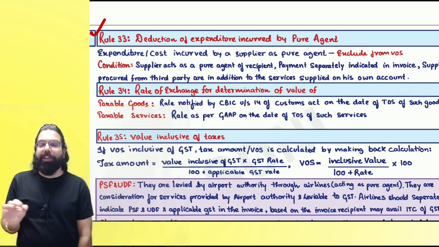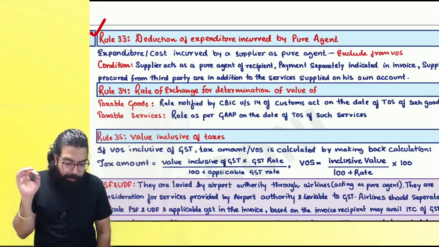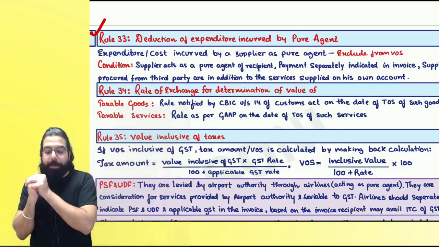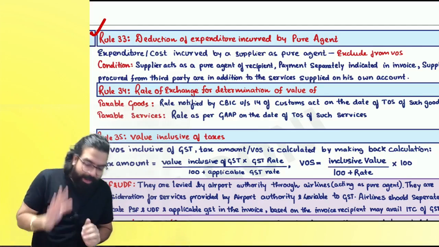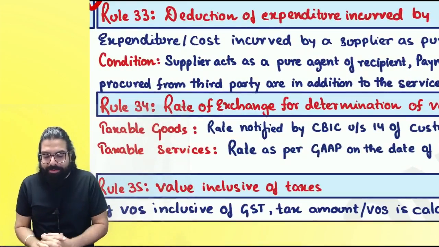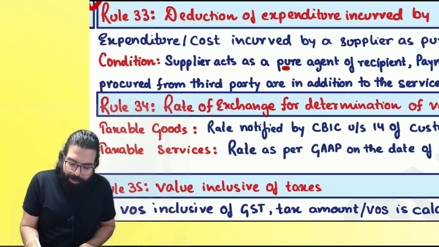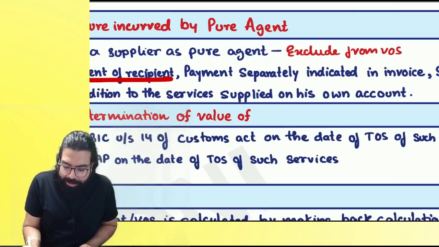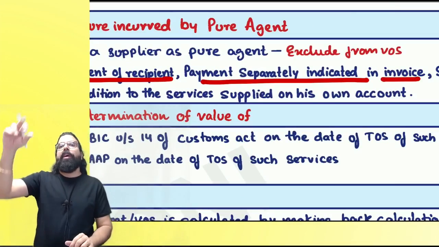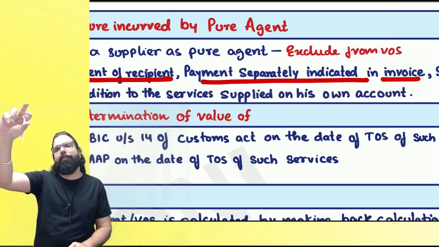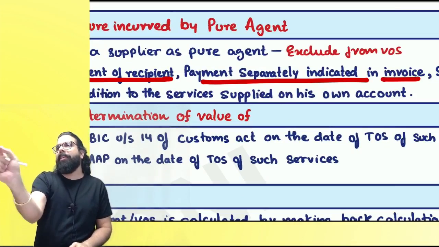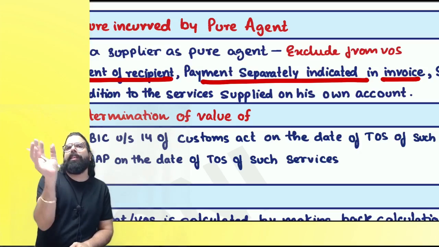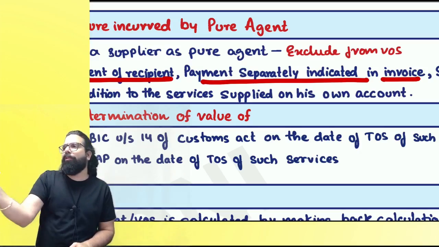It says reduction of expenditure incurred by pure agent. Expenditure or cost incurred by a pure agent will always be excluded from value of supply. It says the condition is the supplier acts as a pure agent of the recipient, and payment is separately indicated in the invoice. In the invoice, you indicated my service fees is this much, and in the last line you wrote, sir, this is the out of pocket expense, or this is the actual registration fees which was paid.